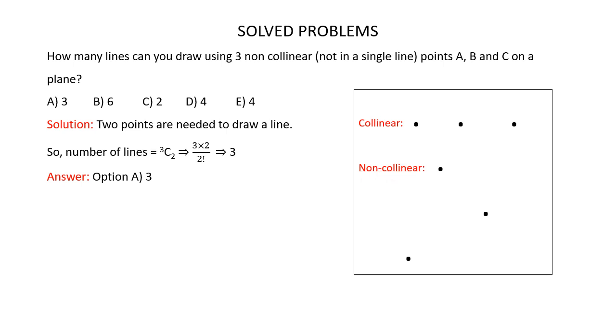Collinear points are points that are in a single line like this. And non-collinear points are points which are not in a single line.